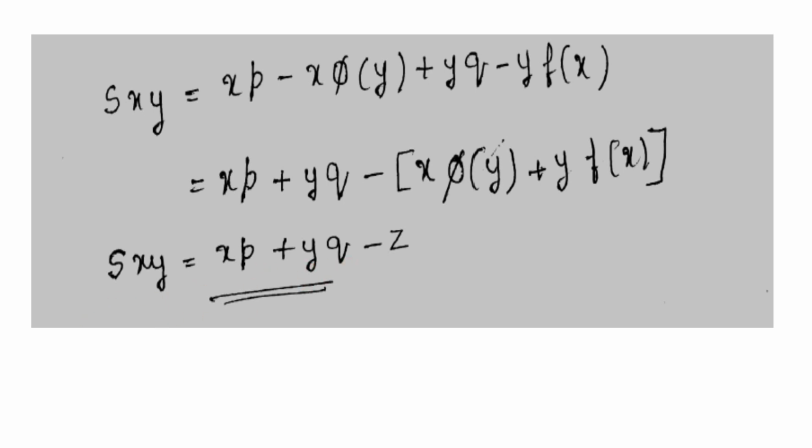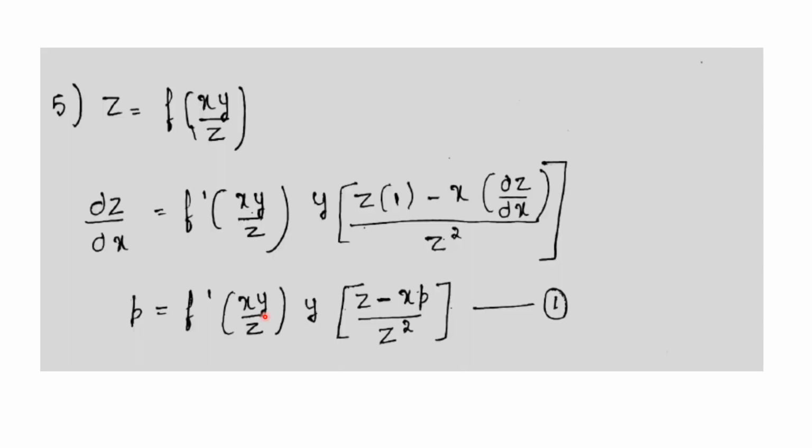This problem is very important, students. Move on to the next problem, the last one. This problem is also important. So given a function z is equal to f of xy by z. So you have only one function, so you have to eliminate this function f.